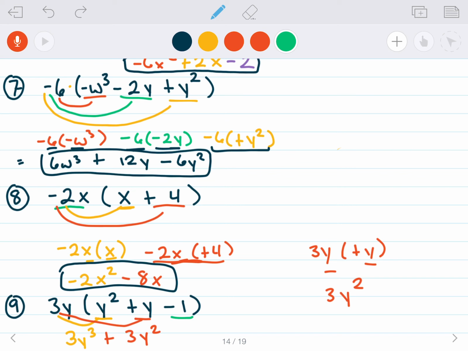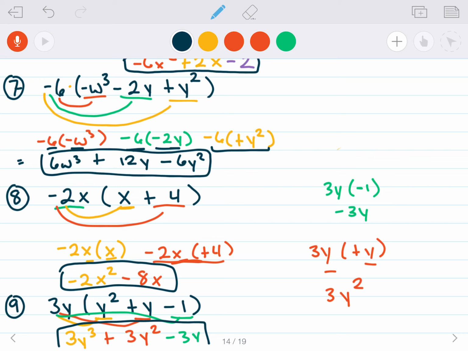And then finally we have 3y times negative 1. So 3y times negative 1, a negative times a positive is a negative. So this is a negative 3y. And that is my fully simplified answer down here.